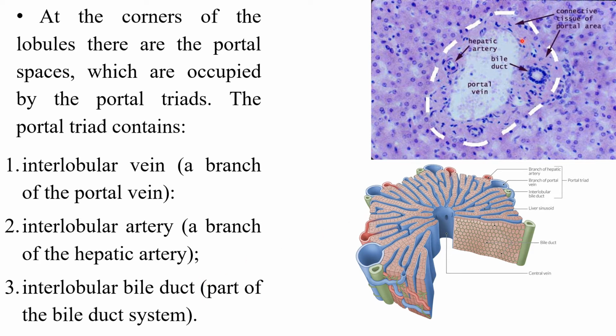See, you can see here, there is an artery, there is a vein, and a bile duct. So a branch of portal vein will be there, a branch of hepatic artery will be there, and a bile duct will also be there. So these three canals are present at each corner of the liver lobule and are called portal triads.